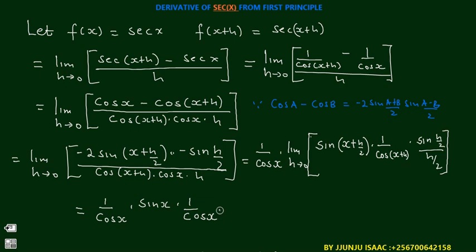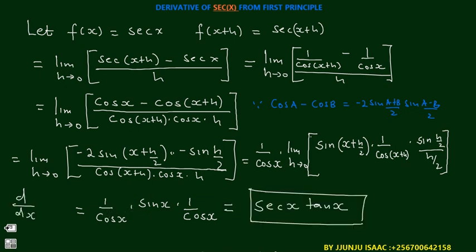So you can observe that 1 over cos is sec, sine over cos is tan. So the derivative of sec x gives us sec x tan x. The derivative of sec x gives us sec x tan x.